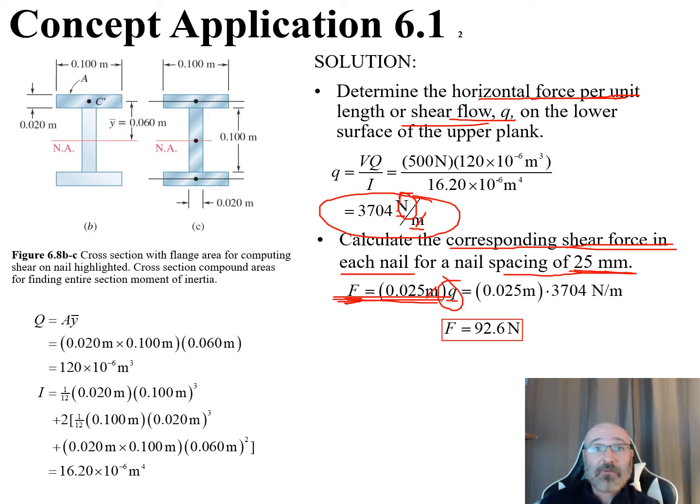So we can now say that force is equal to 0.025 meters, the spacing between the nails, times our shear flow of 3,704 newtons per meter that we just calculated. Again, meters cancel with meters, we're left with just newtons. So that F, the corresponding shear force in each nail, is going to be 92.6 newtons.